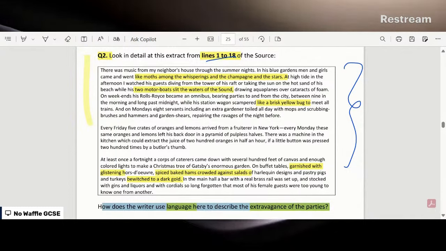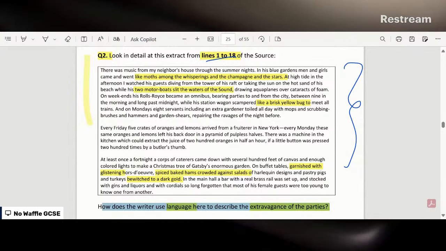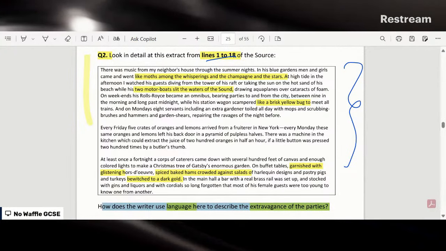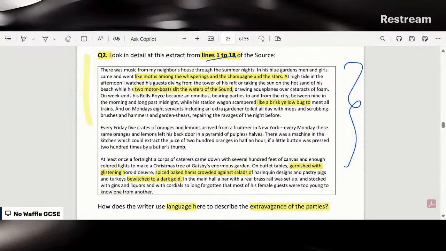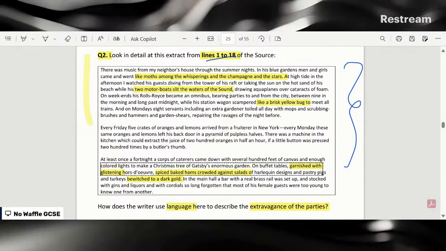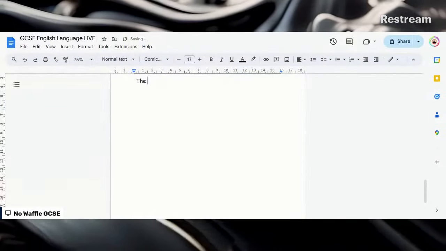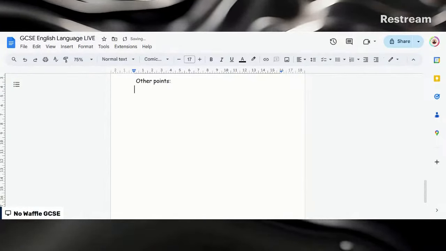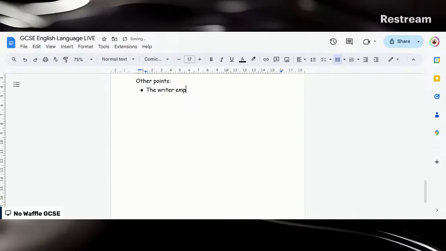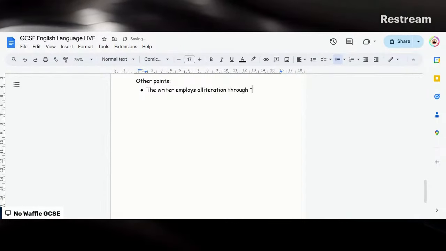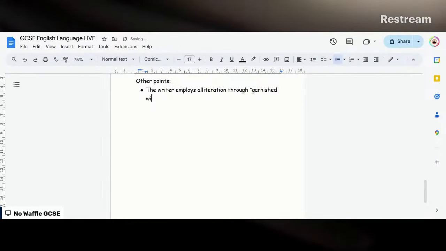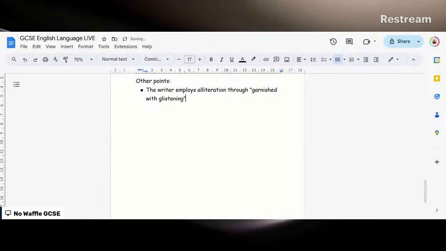So the next quote we're going to talk about, I'll try and be as fast as possible. Two paragraphs is enough if they're in depth for an 8 marker, but I just want to go through the different points. So you can talk about here, I'll just say them verbally maybe. You've got garnished with glistening. And that is, I guess, very similar. You can talk about how the writer employs alliteration through garnished with glistening.